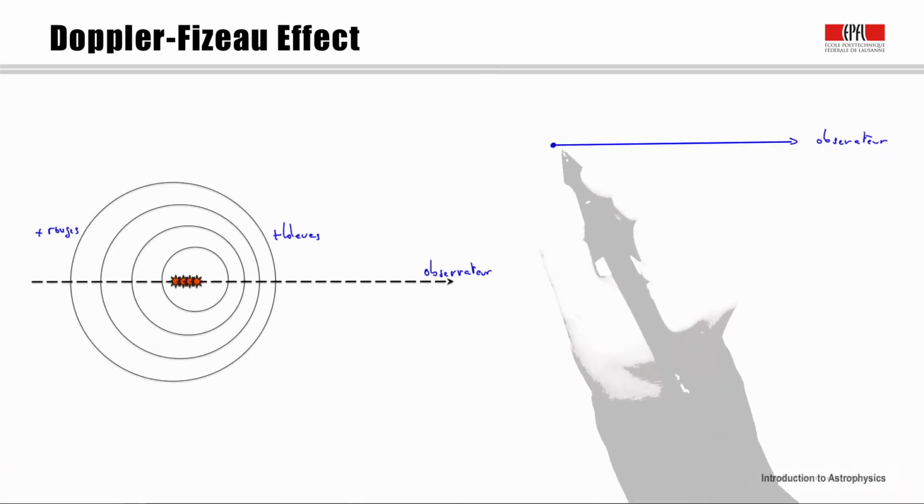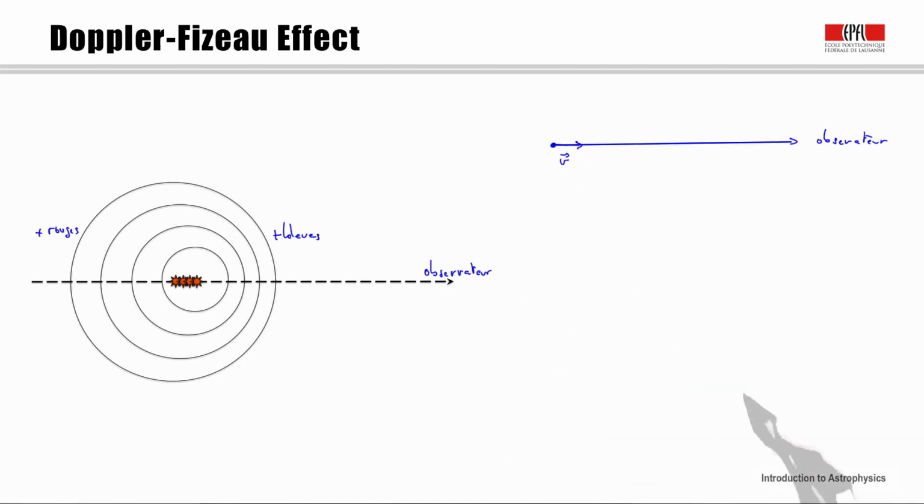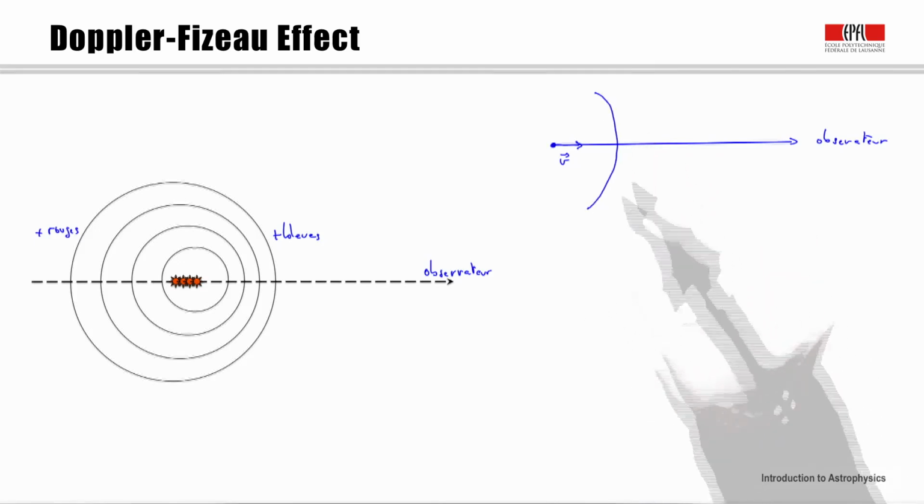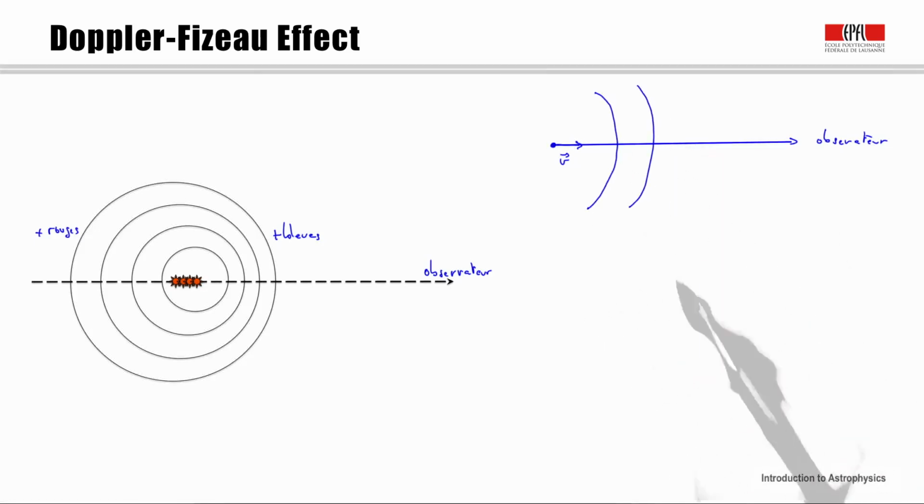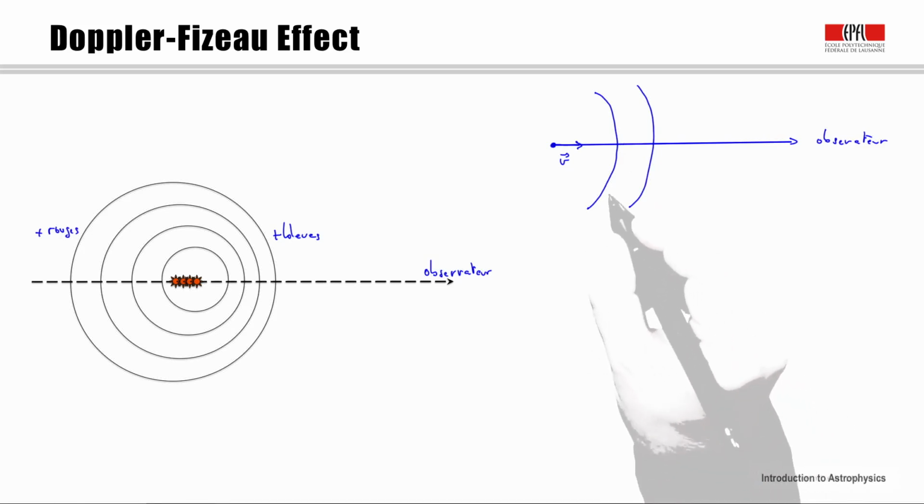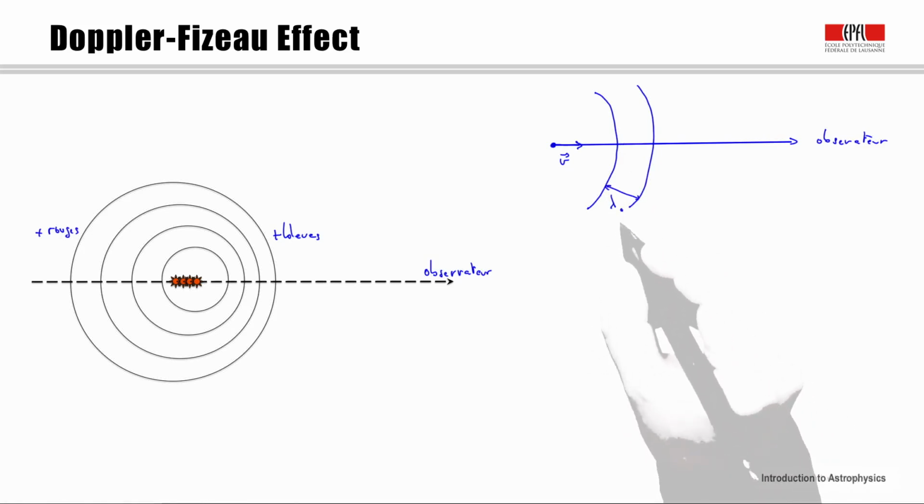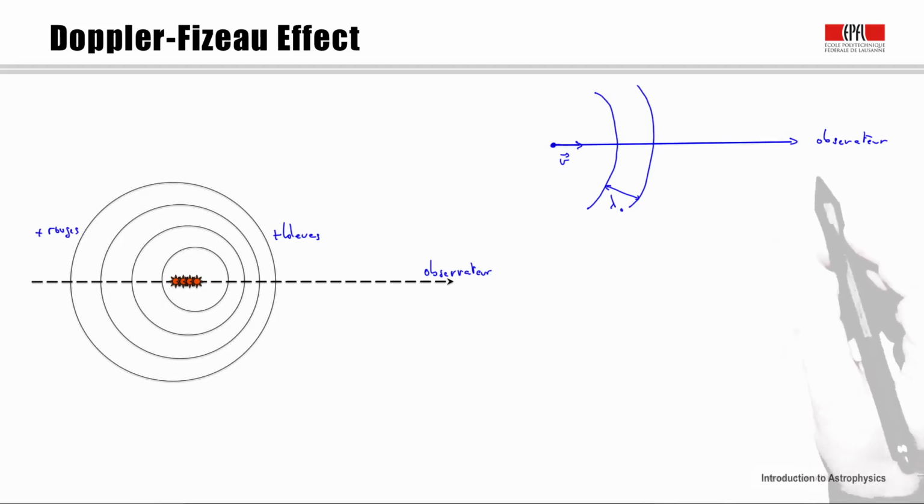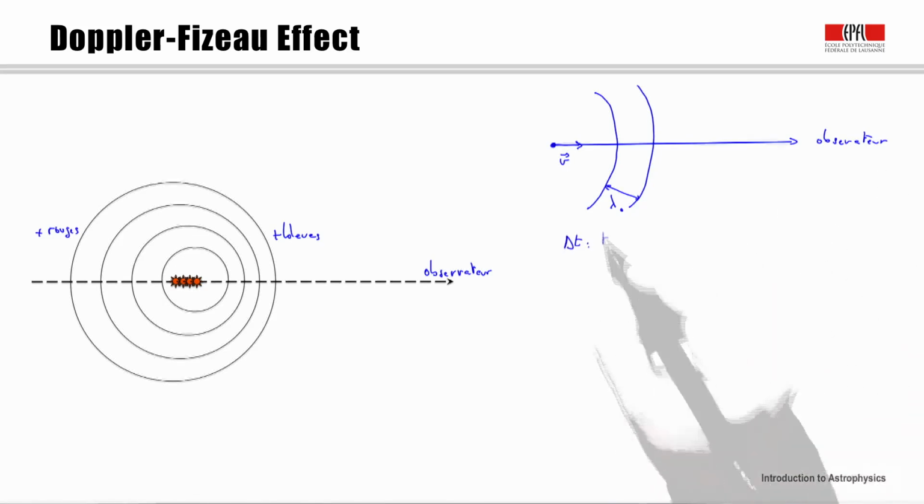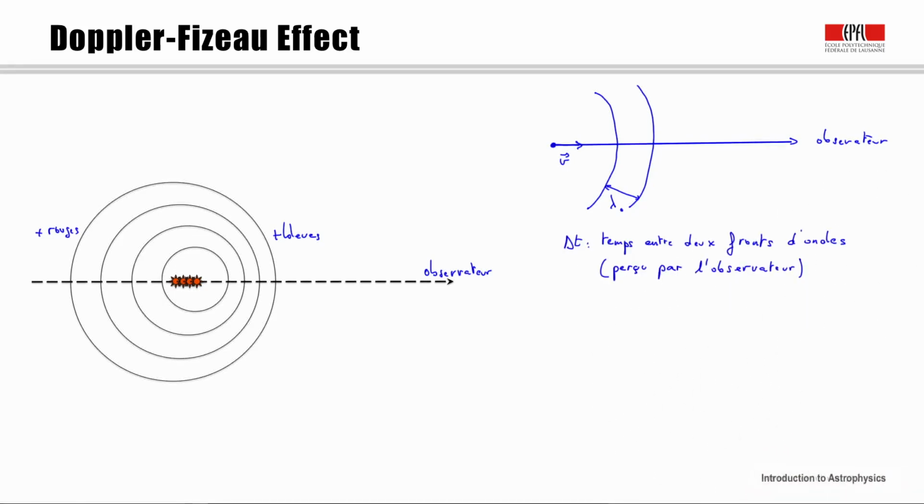Now, let's draw the axis representing the direction of the observer, and the source with some velocity, v. Then, the source emits the wavefronts, so we can draw one here and another one here. Wavelength emitted by the source at rest will be called lambda 0. Now we consider delta t, the time interval between two wavefronts seen by the observer. What will be this interval?